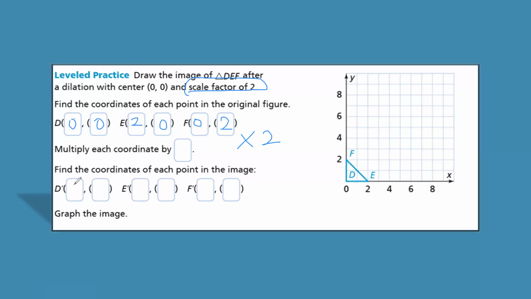So multiply by 2: 0 and 0. 0 multiplied by 2, 0. 2 multiplied by 2, 4. 0 multiplied by 2, 0. 0 multiplied by 2, 0. 2 multiplied by 2, 4. What will I do next? Draw my new points. D prime, 0 and 0. So I'll start with it. Here, D prime.